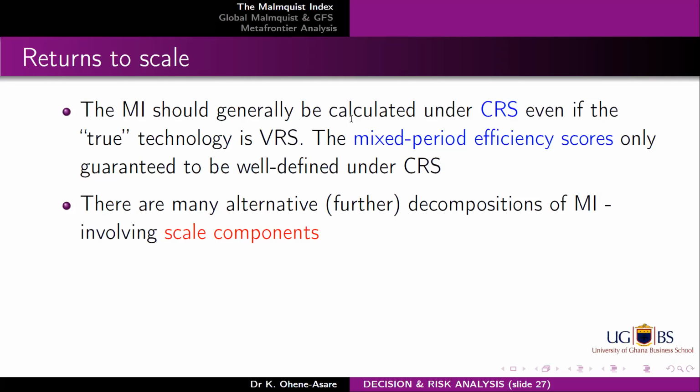If you are using the CRS technology, fine, good, because everything will be under the 45-degree line. But if you are using the VRS, because the curve bends, it's a piecewise linear convex envelopment, the possibility of you not getting a score is high. And so that is why these scholars, and Ray and Desli used to talk about this, suggested that you should always use the CRS. So there is a problem in estimating the mixed period efficiency scores under VRS.